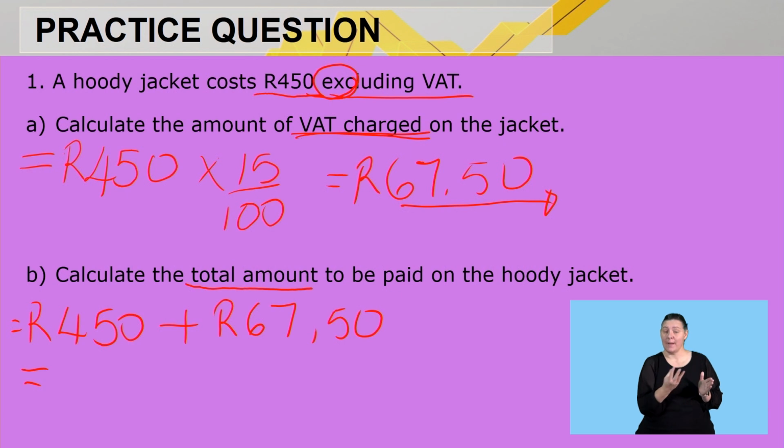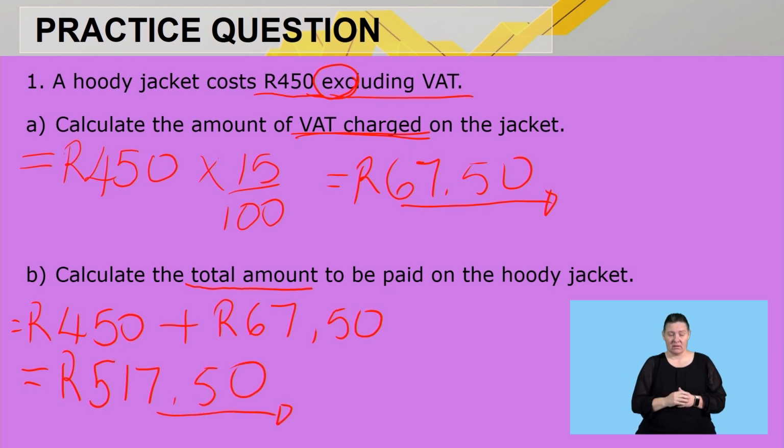So now, calculating the total amount to be paid, we have 450 plus 67 Rand 50. So this customer will have to pay a total amount of 517 Rand 50 cent. If after a comma there's only one digit, you just add a 0 to make it 2 decimal places, so it shows that you are working with money.